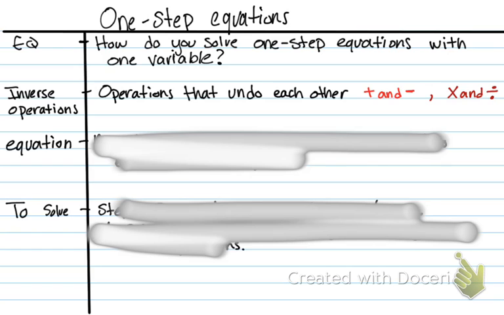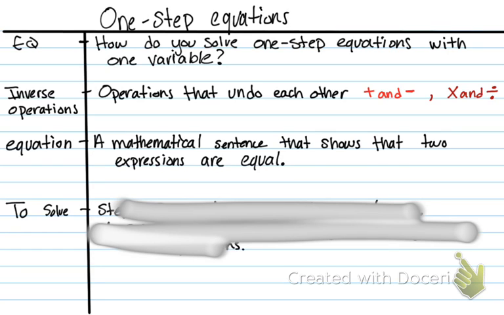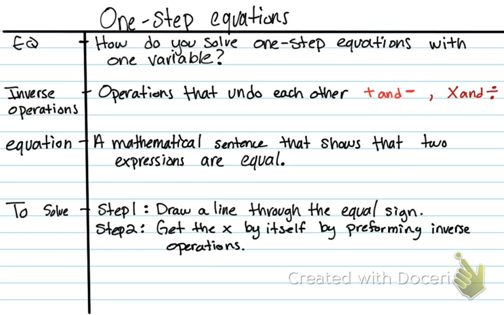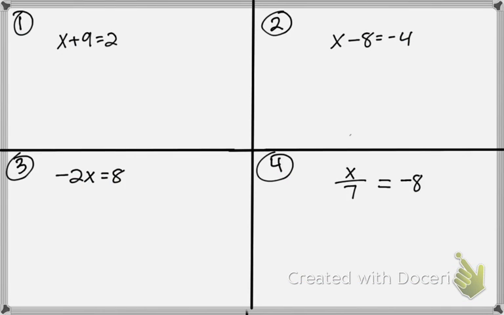Next, we have equation. An equation is a mathematical sentence that shows that two expressions are equal. Okay, and the way we're going to solve one-step equations, as a reminder, we're going to draw a line through the equal sign just so we can separate the left from the right. And then we're going to get x by itself by performing those inverse operations. Okay, so if it's adding, we're going to do the inverse of subtracting. If it's multiplying, we're going to do the inverse of division. Okay, so we'll do these four together.